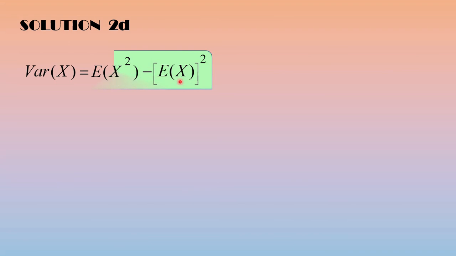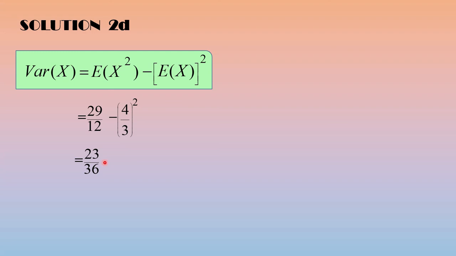Now we continue to D. Find the variance for x. The formula for variance is given as expected value for x squared minus the square of expected value for x. From our previous result, we substitute expected value for x squared is 29 over 12 minus expected value for x, which is 4 over 3, squared. Simplify, you will get variance for x is 23 over 36.